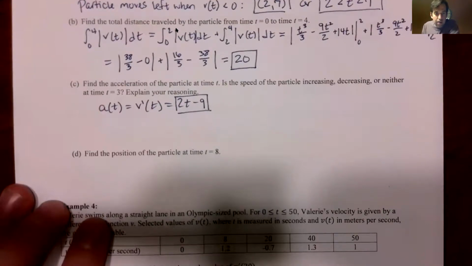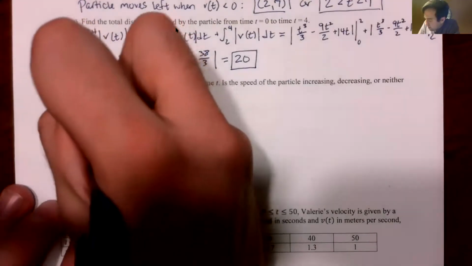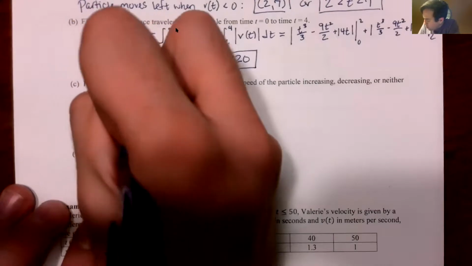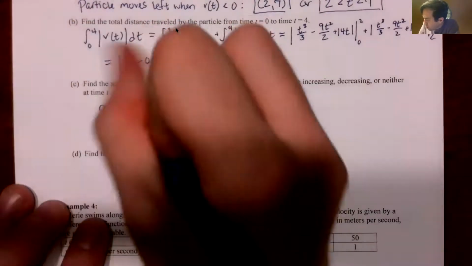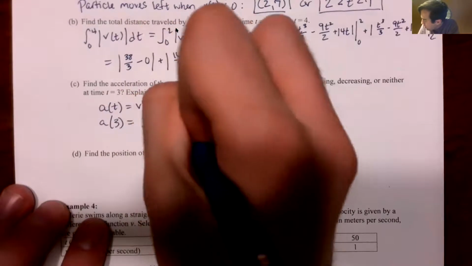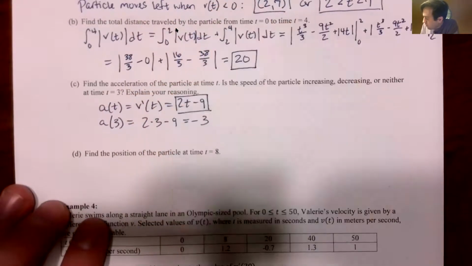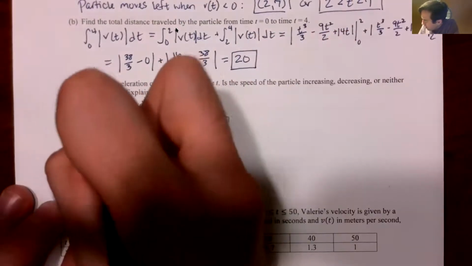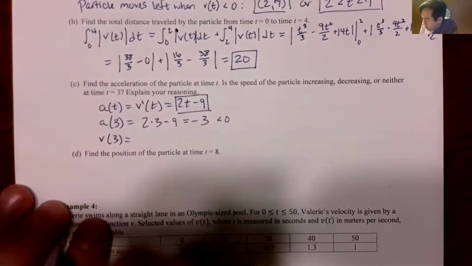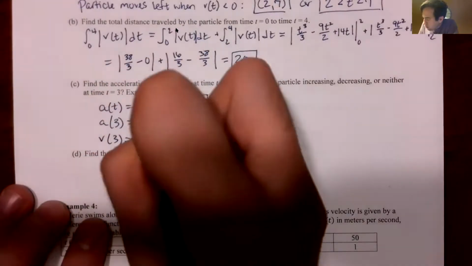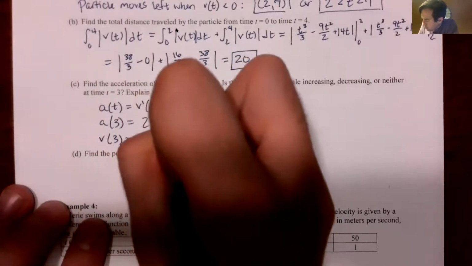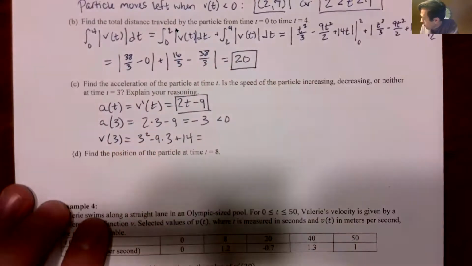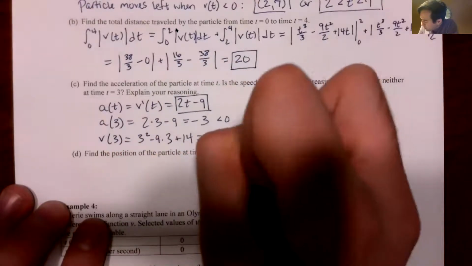So in order to figure that out, we have to find the acceleration and the velocity. So the acceleration is going to be 2 times 3 minus 9, which gives us negative 3. And that, last time I checked, is less than 0. The velocity is going to be, if I plug 3 into the original equation that was given, 3 squared minus 9 times 3 plus 14. And we get negative 4, and that's also less than 0.